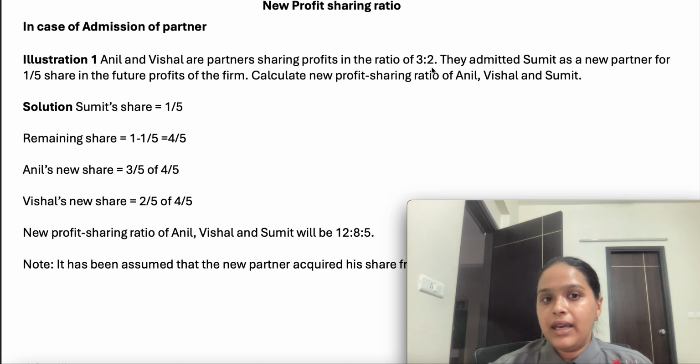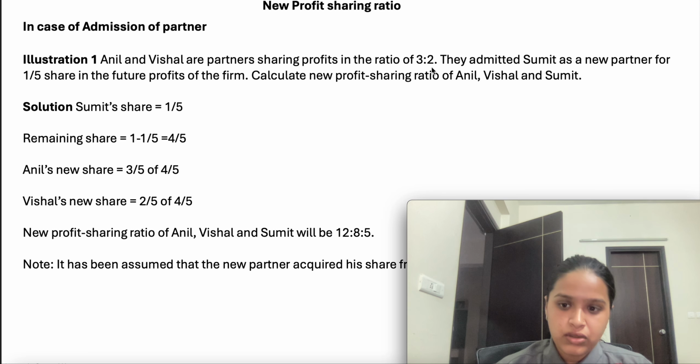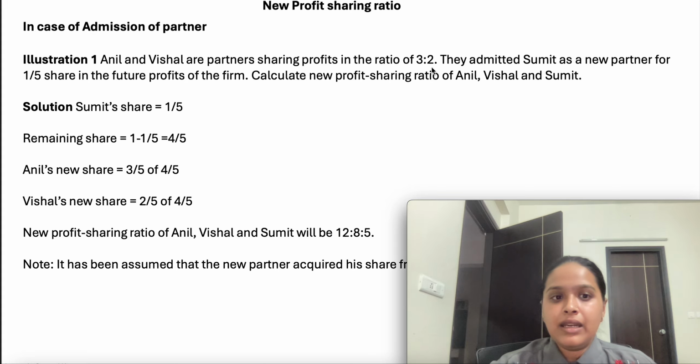Okay, see here, in the question it is not mentioned how much Anil and Vishal have to forego from their existing profit sharing ratio for the additional share that Sumit is getting. We do not have any information in the given question about in what ratio Anil and Vishal have to forego, right? Since it is not given in the question, we have to assume that they bear it in the old existing ratio only. That's it. It means Sumit is getting the share of 1:5.